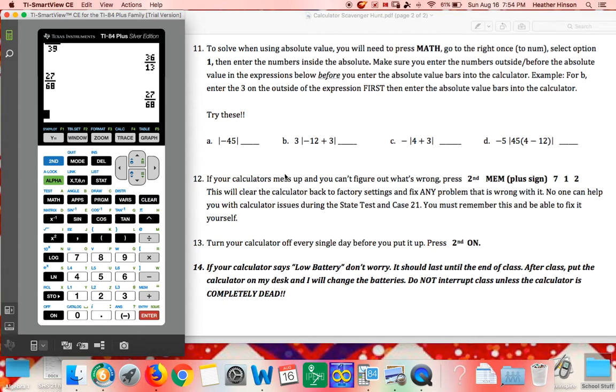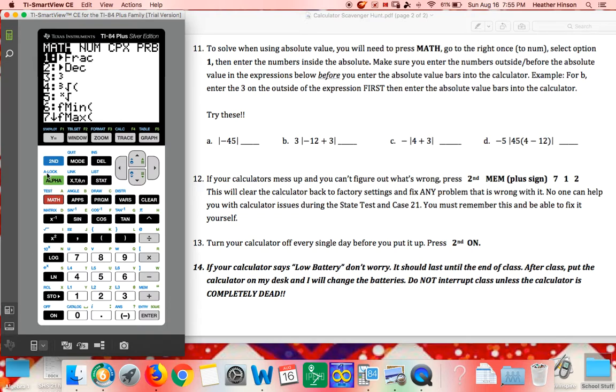Okay, number 11. Sometimes we're going to have to solve absolute value problems. Absolute values are these little bars around your number. For these, we're going to have to go to math, which we went to a little earlier. So math is over here on the left. It's right below alpha.